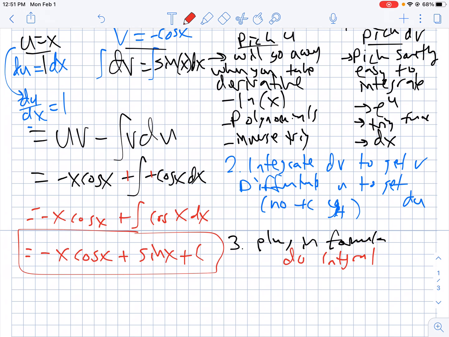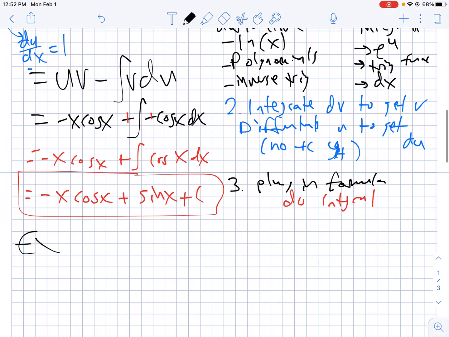And if you want to take the product rule and differentiate this to check your work, you can, and you'll see it works out. Okay, so let's go to the next problem here.